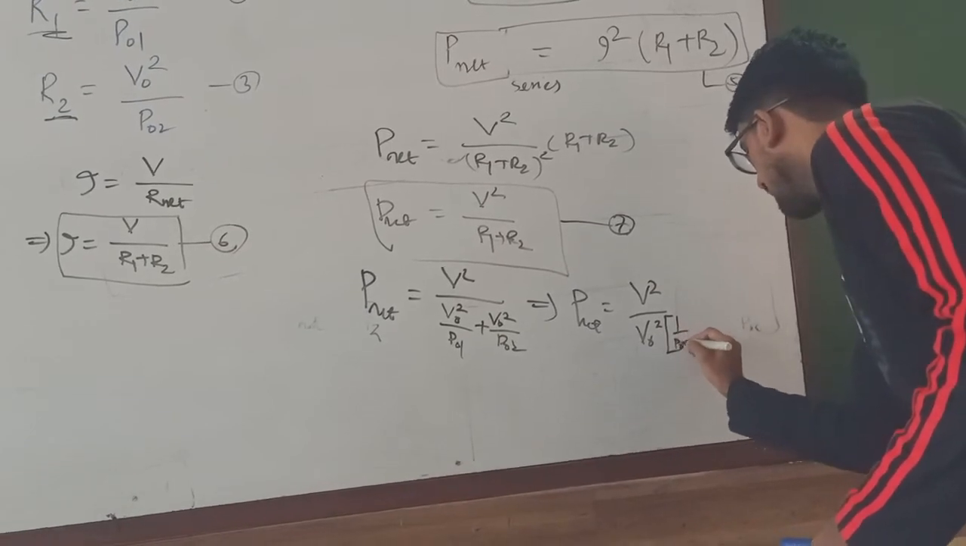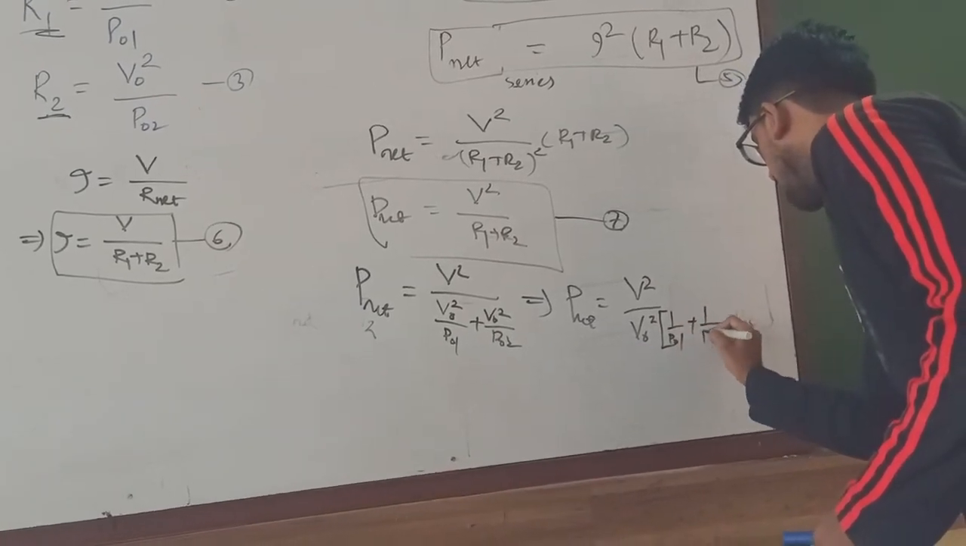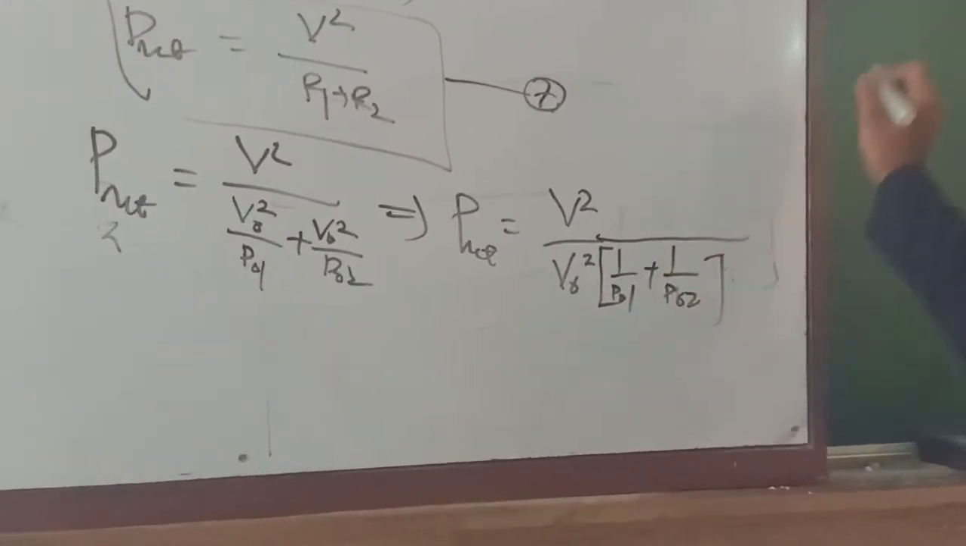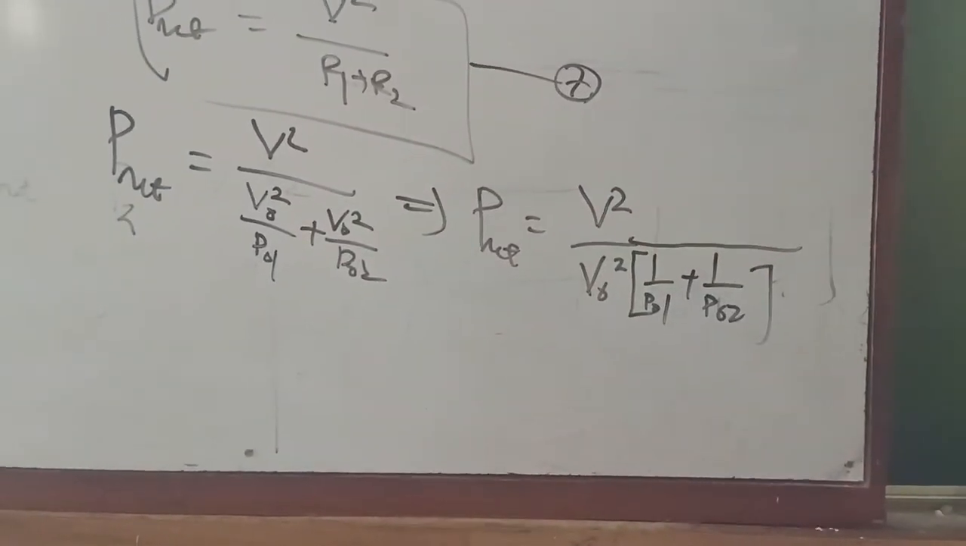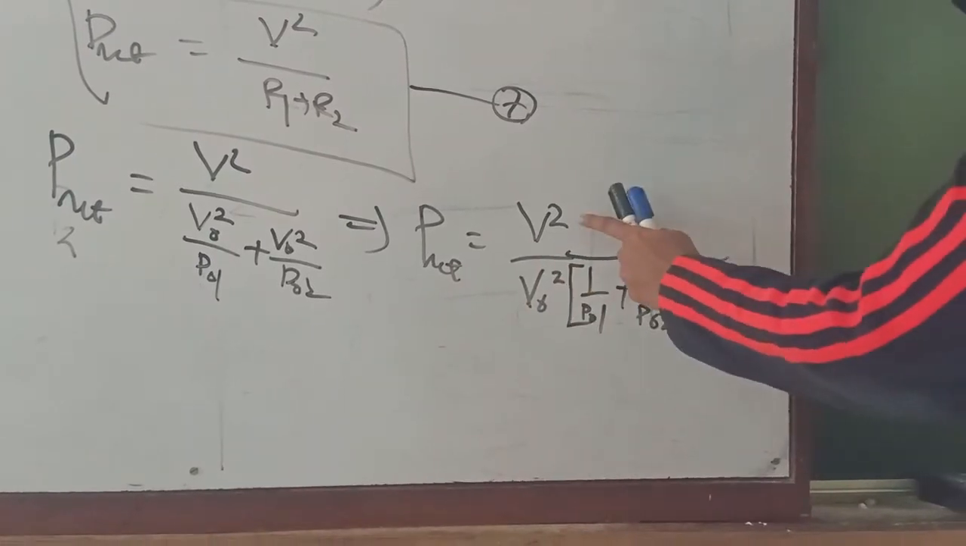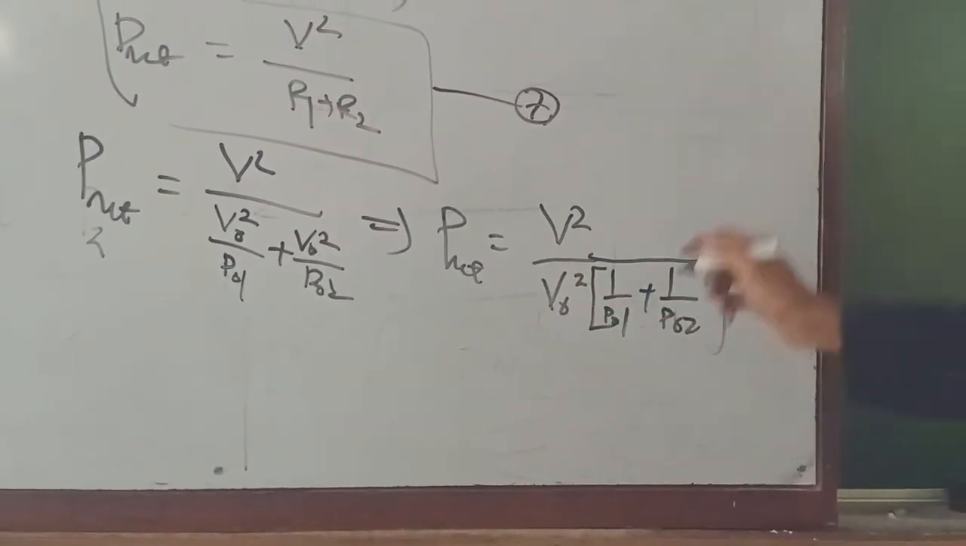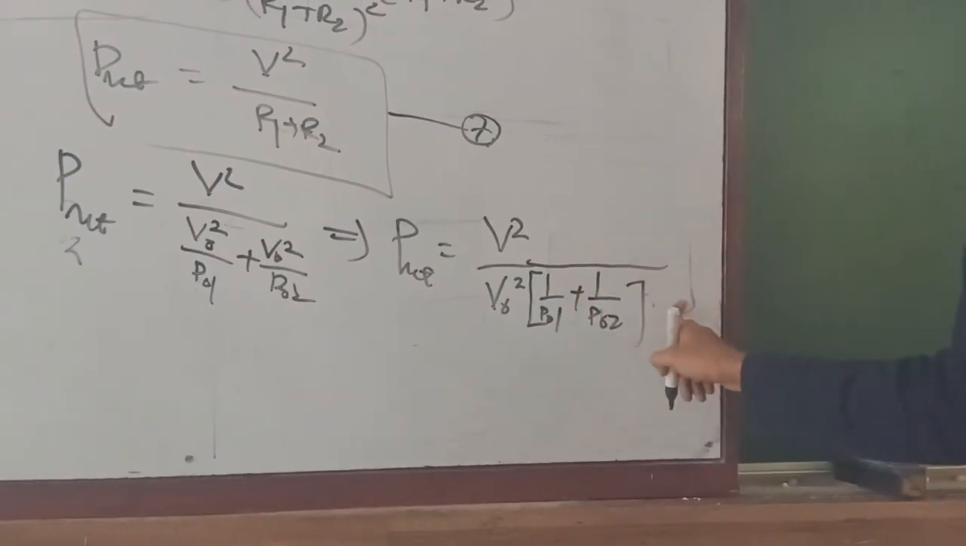Okay, this is power net. Clear? So power net equal to V square divided by V naught square into 1 by P naught 1 plus 1 by P naught 2.